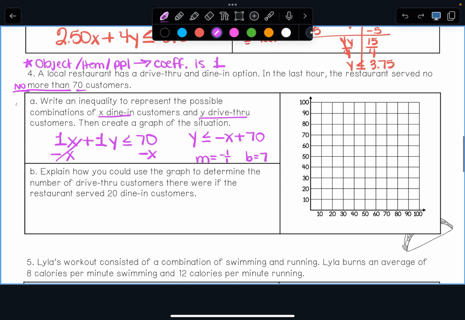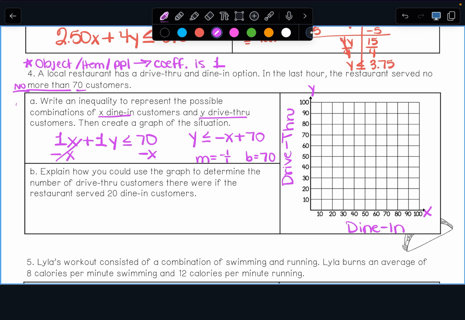Now, our graph still does not have titles. X represents dine-in, so my x-axis represents my dine-in customers. Y represents drive-through customers, so I need to label that as well. Drive-through. Okay? Now, my first point on this graph is going to be where?